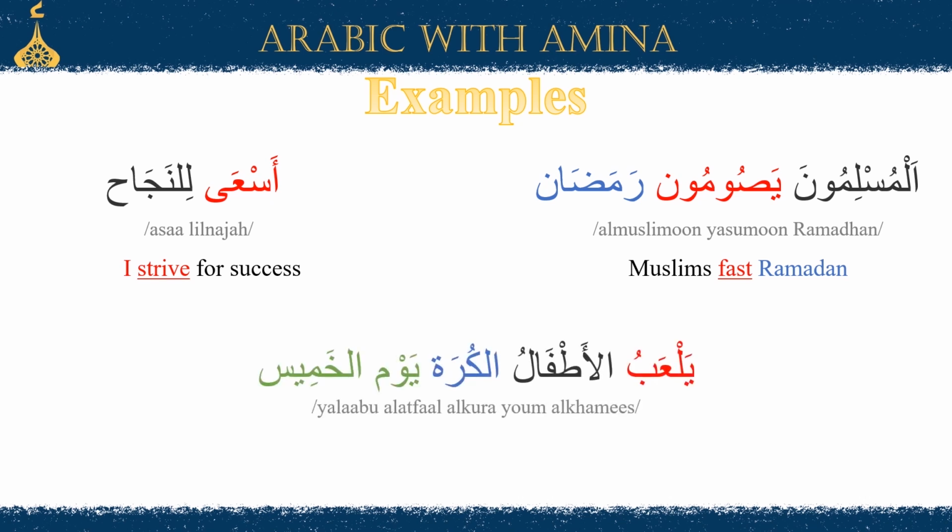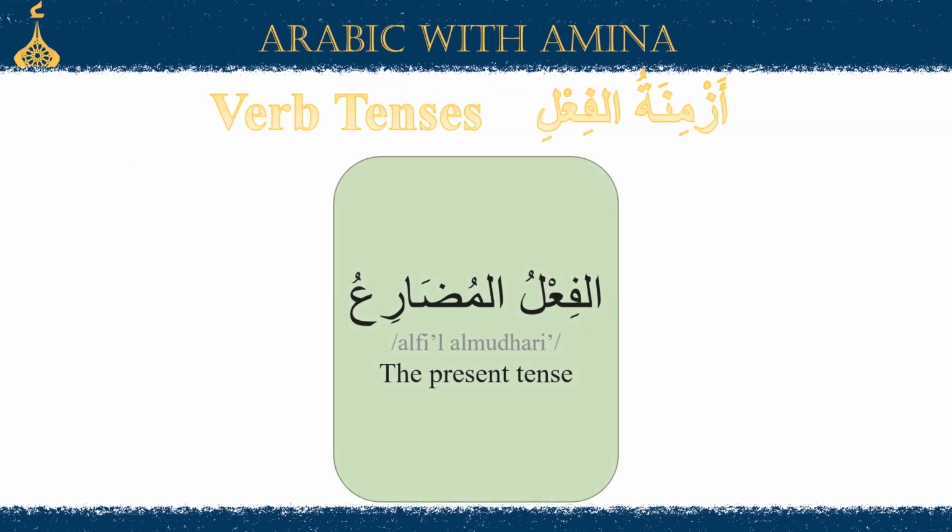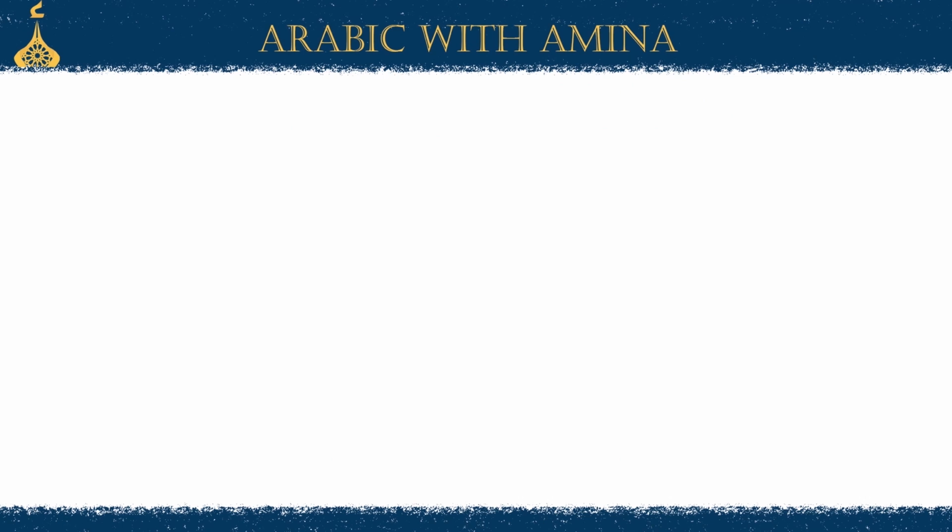يلعب الأطفال الكرة يوم الخميس. The children play ball on Thursdays. This is something that occurs every week, every Thursday. It is a habitual action. So we're done explaining the present tense, or الفعل المضارع. We're going to have a short quiz.